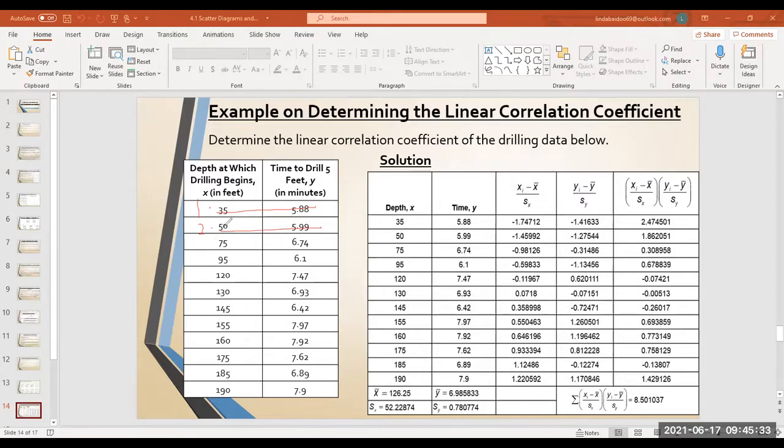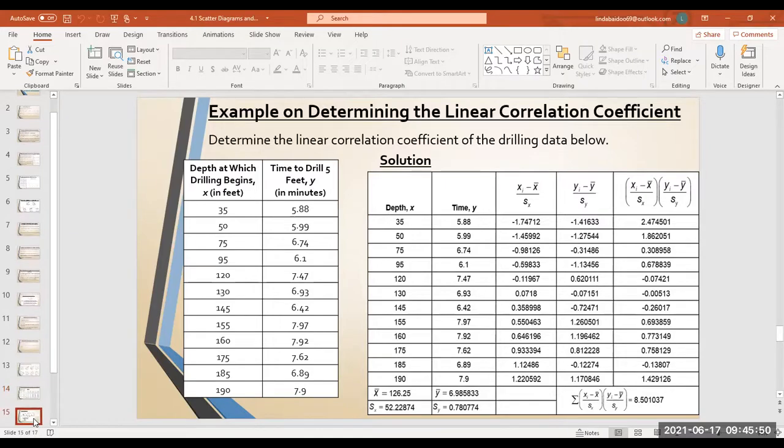So just count how many. This is 3, 4, 5, 6, 7, 8, 9, 10, 11, 12. So this is 12, not 24. Don't think that because this is X and this is Y, this is 12 and 12. No, it's just 12, not 24. So our n here is 12.